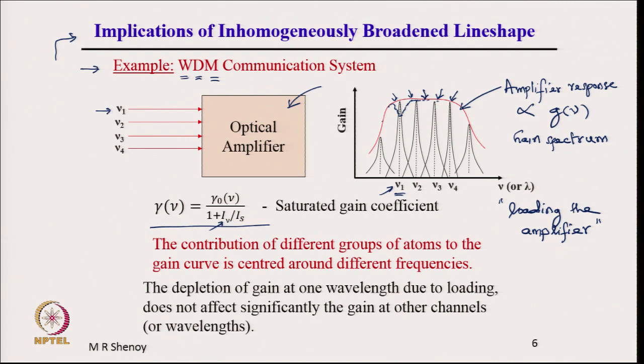of the optical amplifier. This is the gain spectrum of the amplifier, which means it is a broadband amplifier. It can amplify all these frequencies as shown here, nu 1, nu 2, nu 3, nu 4. But if I input only one frequency nu 1, then the gain at nu 1 will be pulled down. Why will it be pulled down? Because of this expression here, the saturated gain coefficient, which we discussed in the last class.